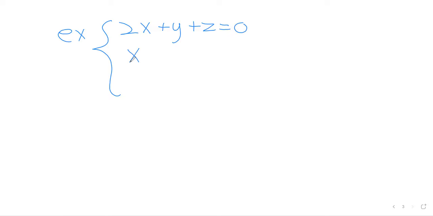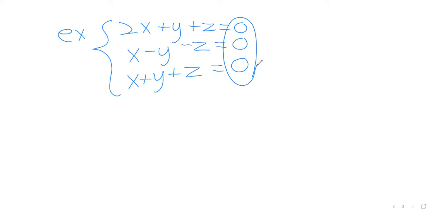So for example, something like 2x plus y plus z equals zero. x minus y minus z equals zero. x plus y plus z equals zero. This is an example of a homogeneous system of linear equations, and it's these zeros on the right-hand side that make it homogeneous. We want to make a few observations about homogeneous systems of linear equations.